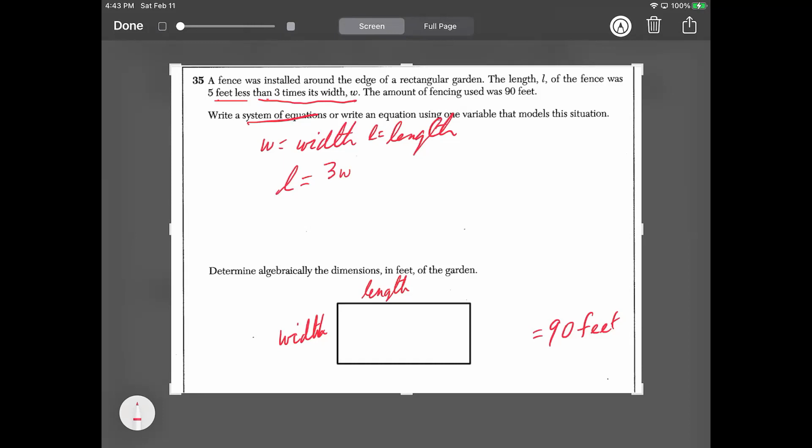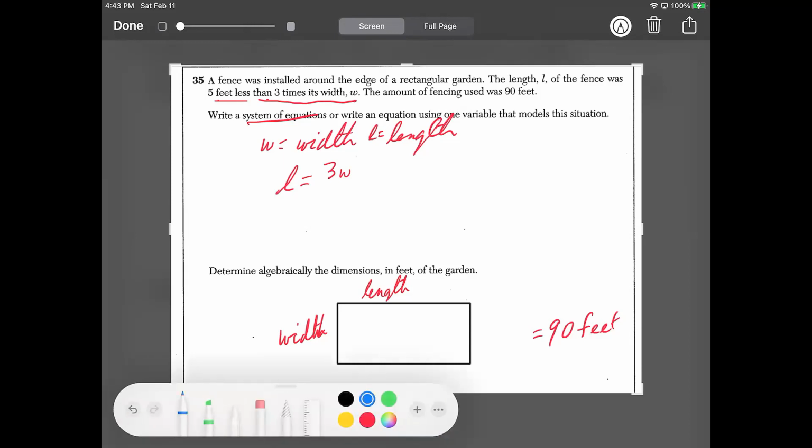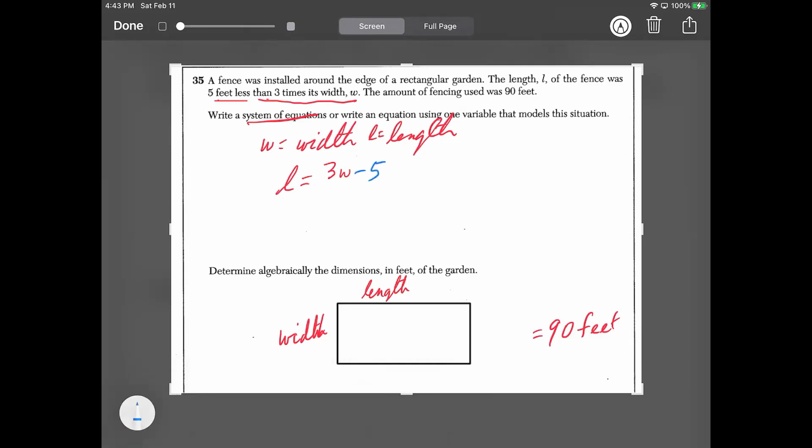The way you do that is we're going to subtract 5 from that. So that's what the length is. Now we have to come up with another equation. This is one equation, but because we have 2 variables, we need another equation. The other equation is going to involve the 90 feet.